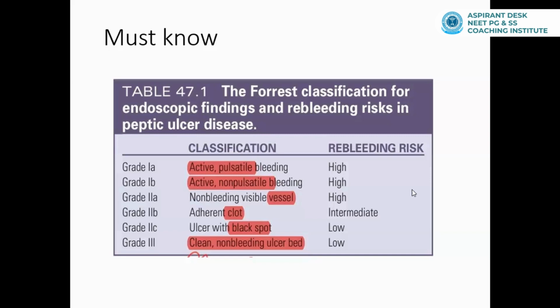2A is no bleeding, but a visible vessel. That is also high risk. 2B is an adherent clot, which has intermediate risk: if the clot dislodges, bleeding will start again. 2C and 3 have low risk of rebleeding. 2C is an ulcer with a black spot. Grade 3 is a clean non-bleeding ulcer bed, which also has very low risk of rebleeding.